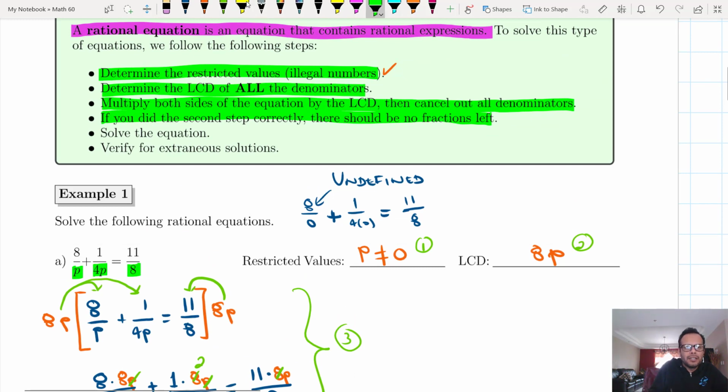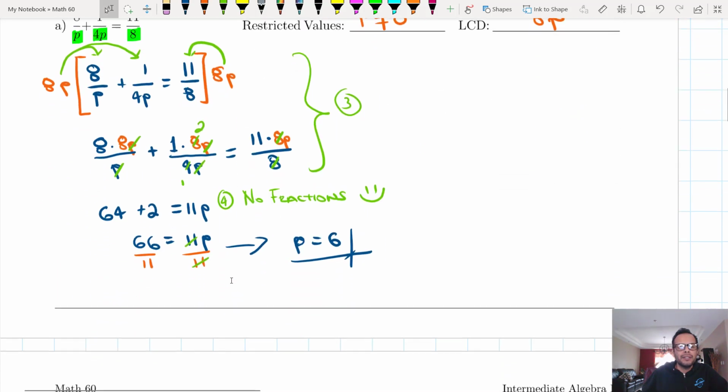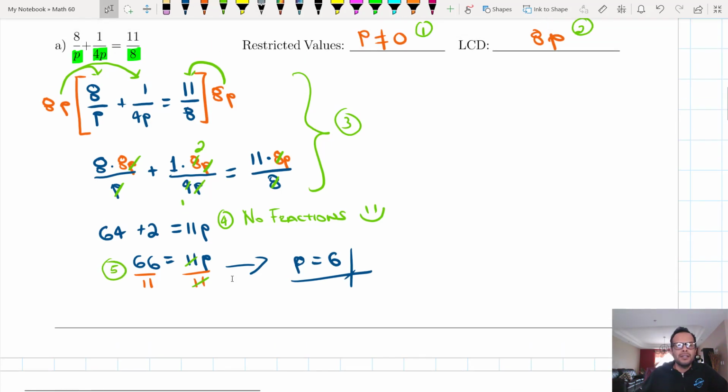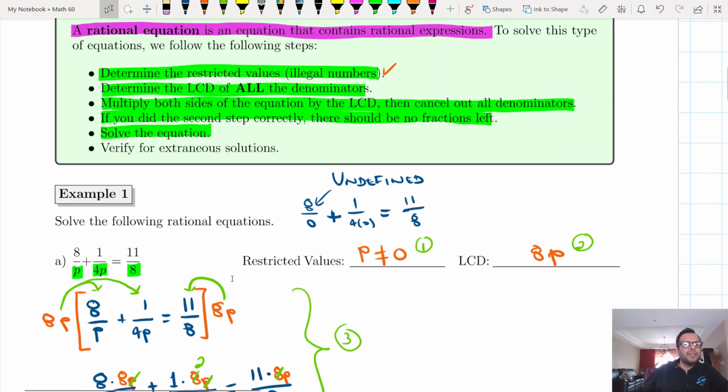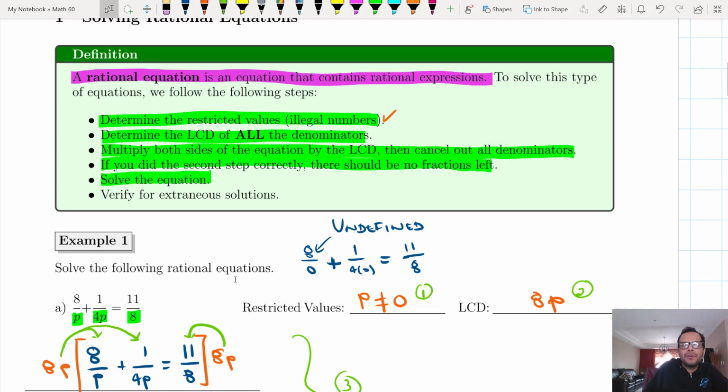So the next step, solve the equation, which is what we did. We solved the remaining equation, and we got p equals 6. So that's number 5, solve the equation. And the very last step, verify for extraneous solutions. What do we mean by extraneous solutions?